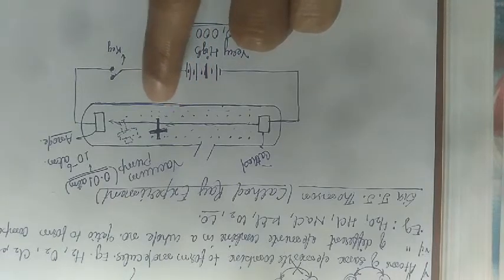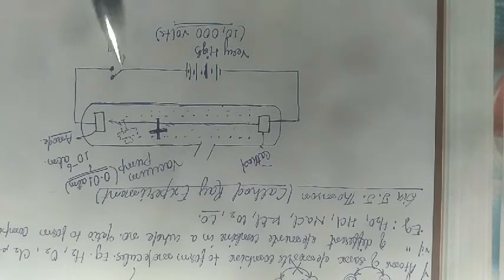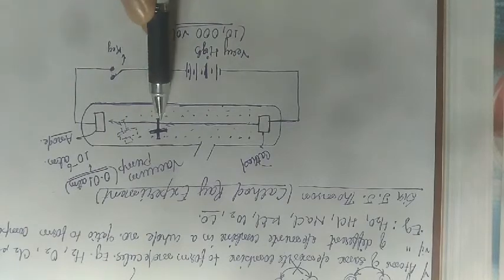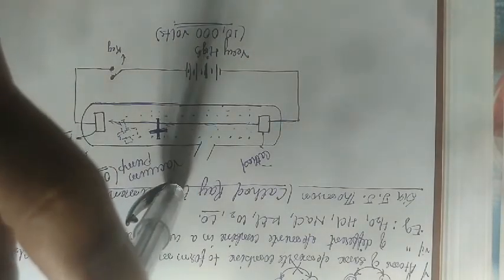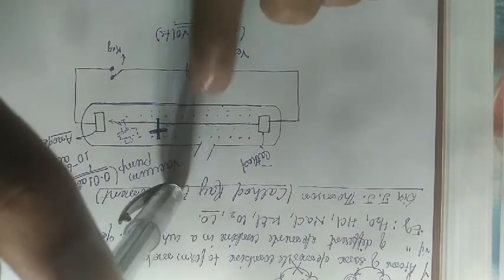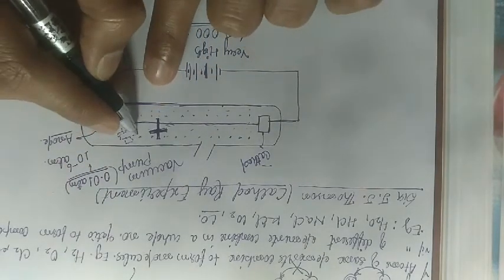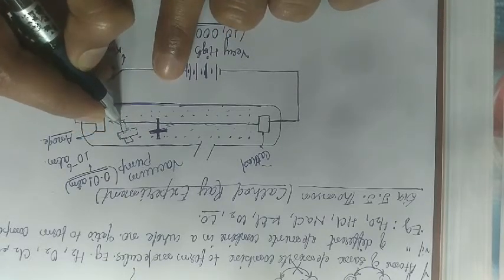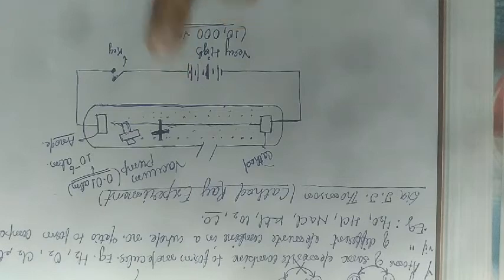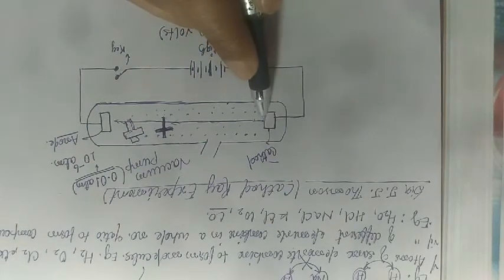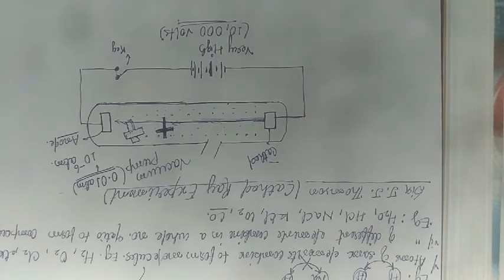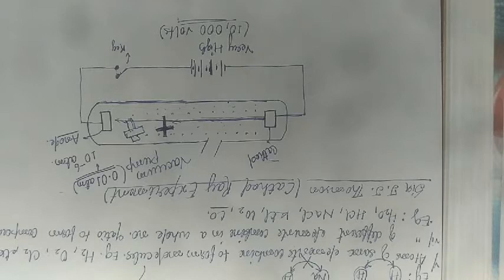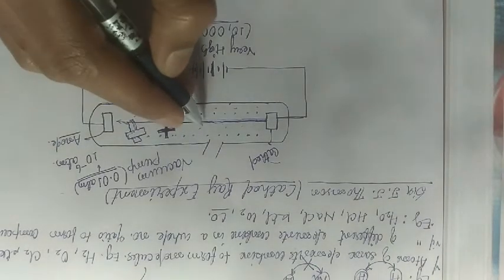So the first thing that struck his mind is that since it is casting a shadow of this object, it means that it is moving in a straight line. In the same way, if I put this pen here, you can see the shadow. So here he was seeing a shadow of this cross. So he concluded that the ray must be traveling in a straight line.